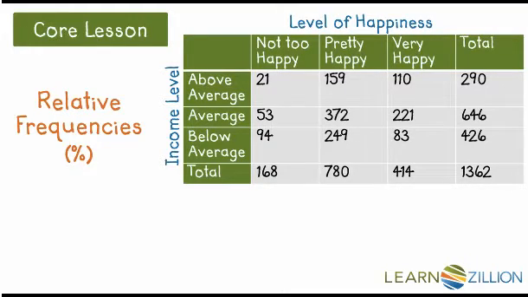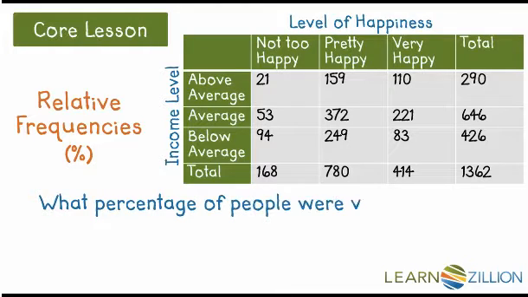So when we talk about relative frequencies, we aren't just talking about a frequency. In other words, we aren't just going to focus on the 21 people who are above average and not too happy. We're actually going to relate that 21 to something. That's where the relative comes in. And we're going to relate it to the total, which in turn is going to create a percentage, just like we did with the squares. So we would say, what percentage of people were very happy?